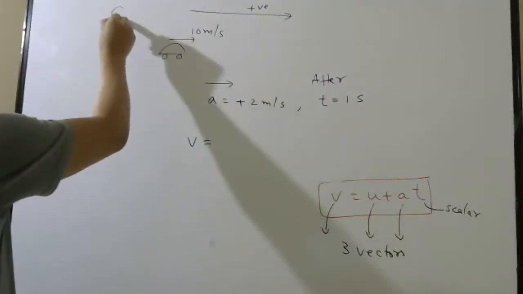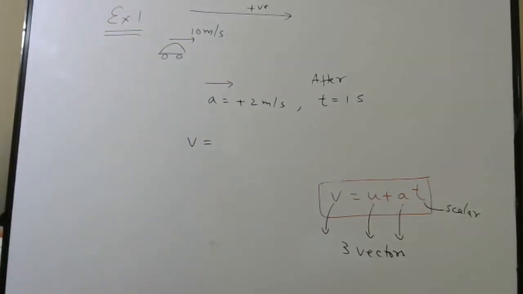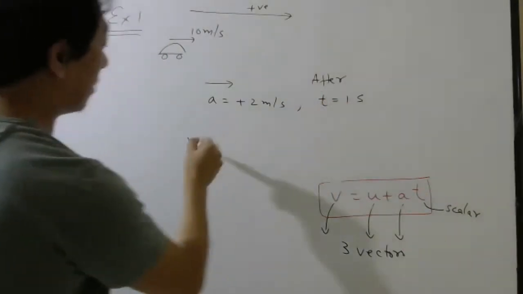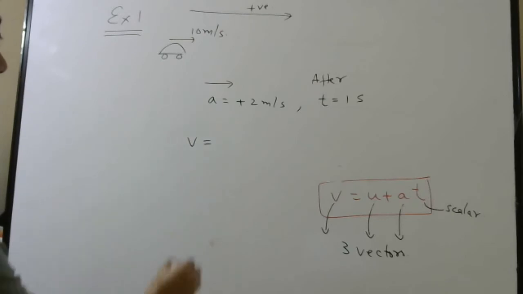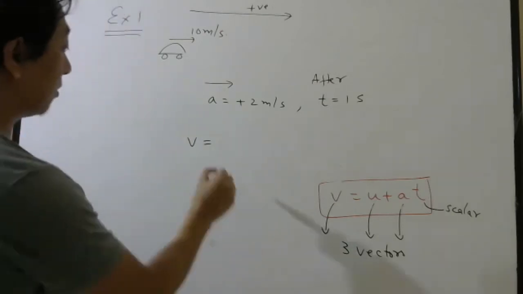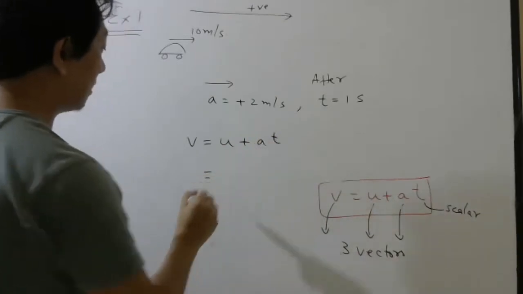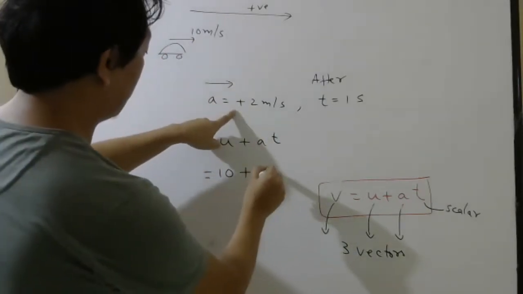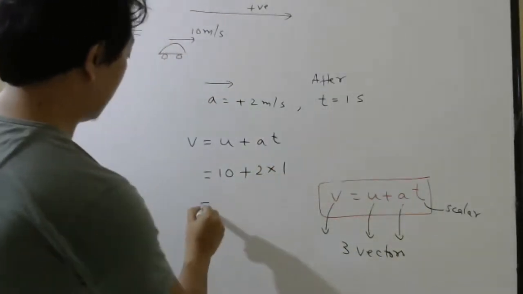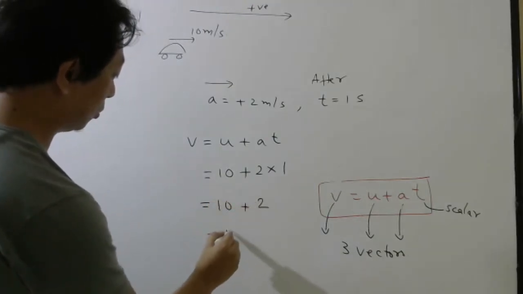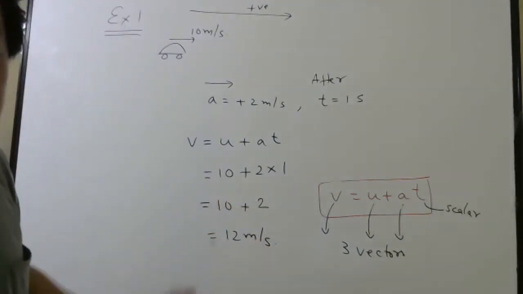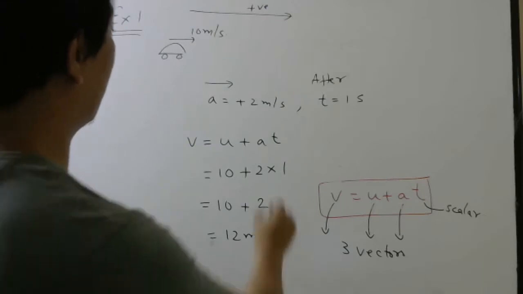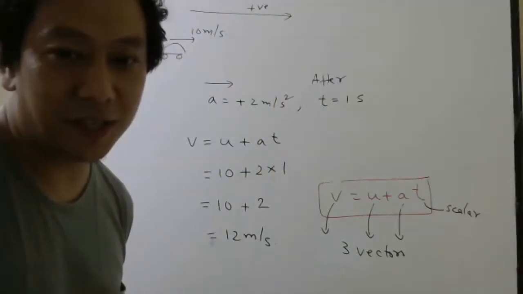This is example 1, okay? So this is your initial velocity at the start. Then after 1 second, I want to know the final velocity. What is the formula? u plus at. Initial velocity is 10, acceleration is 2, time taken is 1. So 10 plus 2, 12 meters per second. Oh, correct, sorry, unit mistake I have done.